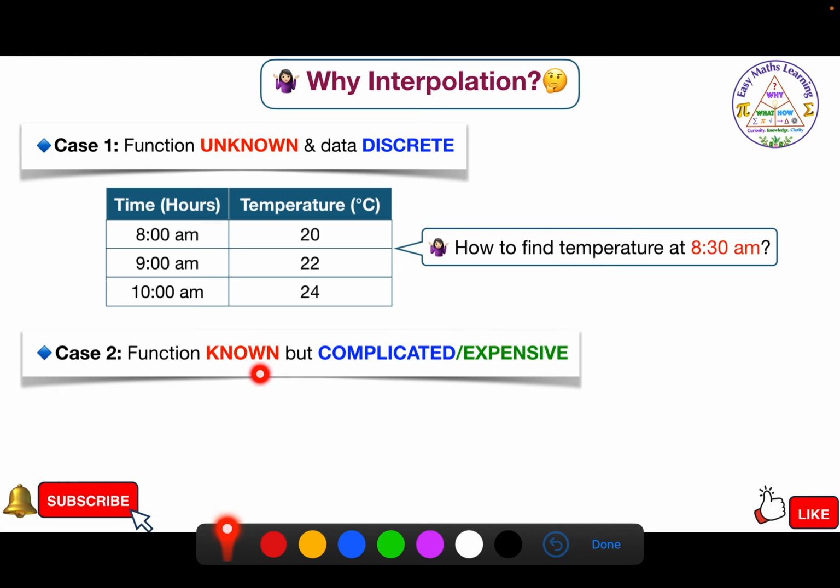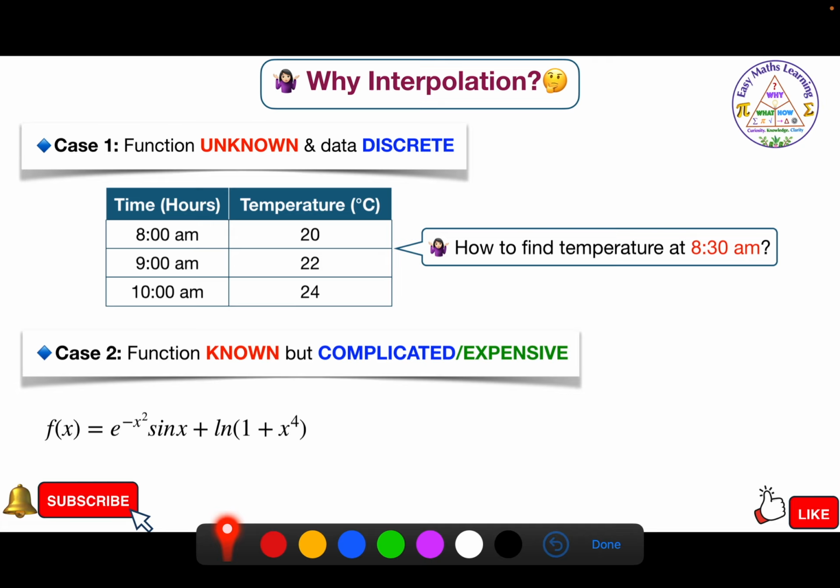Suppose function is known, but it is complicated or expensive. For example, function f(x) is e raised to the power minus x square into sin x plus log of 1 plus x raised to the power 4. So this function involves exponential terms, trigonometric term, and logarithmic term. So it is complicated, time consuming, and may be expensive for repeated calculations.